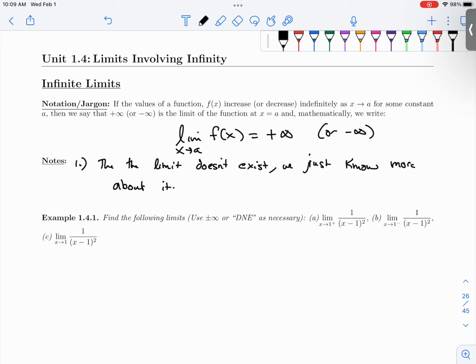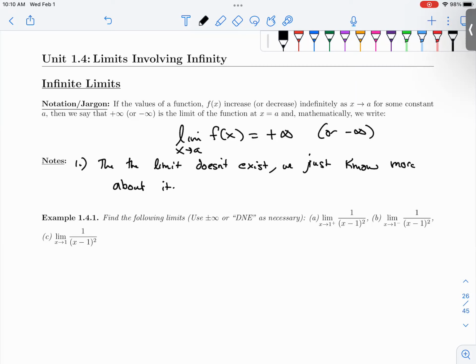So sometimes limits just don't exist because they oscillate back and forth, like we saw on the first lecture day of unit 1.1 with sine of 1 over x, because it just kept bouncing back and forth and you couldn't determine the value. Sometimes it means that the left and right-hand limits don't agree, like we saw with piecewise functions. But every once in a while, when you find a limit, it keeps increasing indefinitely or decreasing indefinitely. And so even though the limit doesn't exist, we know more about it. We can say that it's tending towards positive or negative infinity. So yes, it's not actually a limit, but it is necessary to mention because it gives us more information. Is that okay?